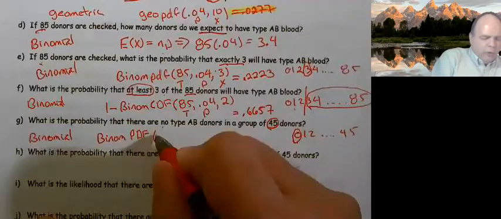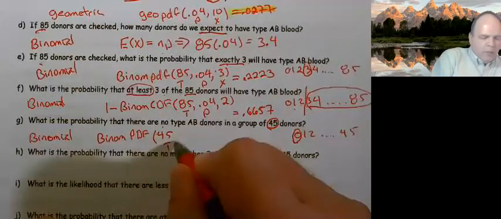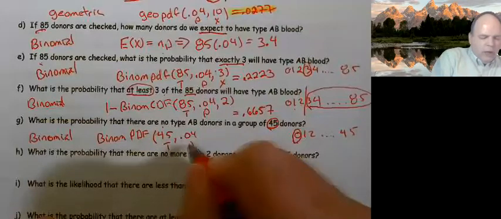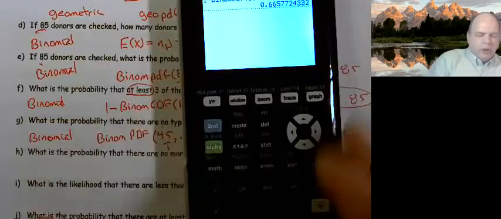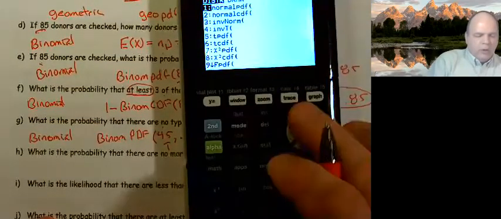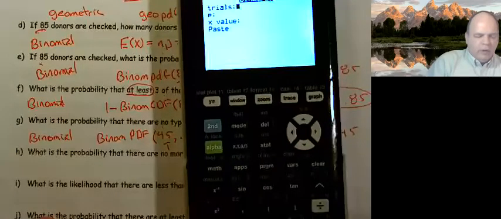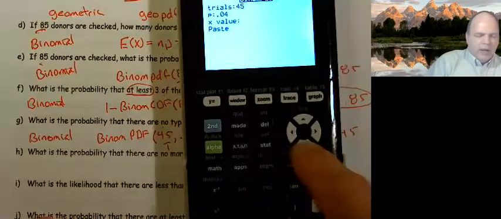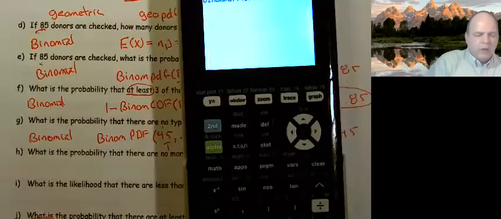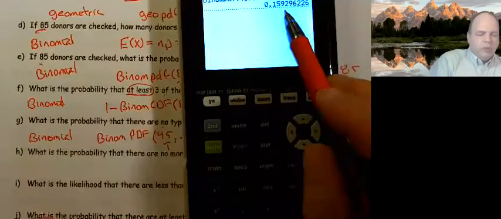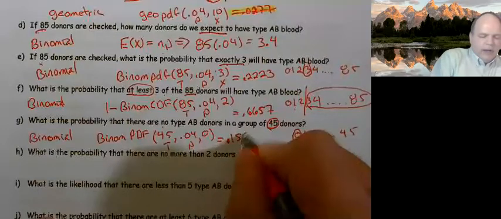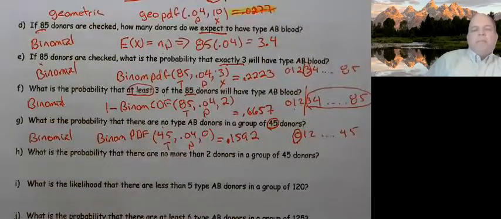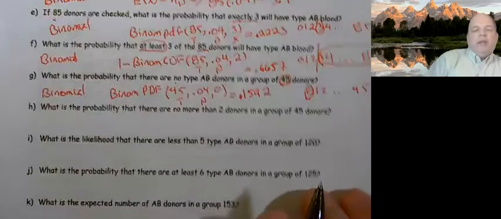My trials is 45. My probability is the 0.04. And my X value, in this case, is 0. So second vars, binomial PDF, trials is 45, probability is 0.04, and my X value is 0. So 0.152. I said that wrong, 0.1592. All right? And if you rounded, that's fine, but the main thing, make sure you go all the way to 4 decimal places.